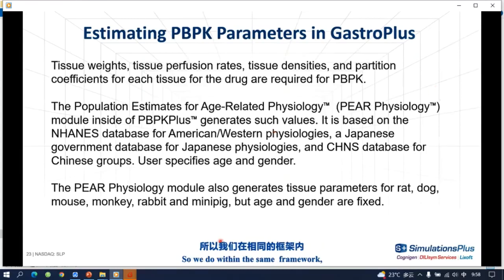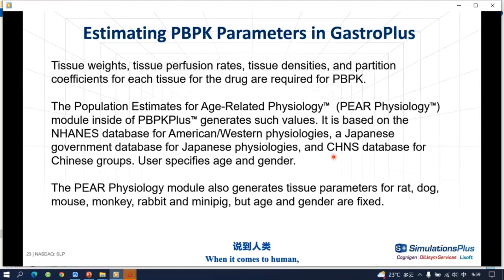So we do, within the same framework, within the same program, of course, you can create the physiologies for animals as well as human, which makes it very easy and very quick if you have to go all the way from first in human prediction. You don't have to switch the program, everything is in the same one. And then as you are going from adults and want to predict the children, again, you just need to change the age and create a physiology within the same program.